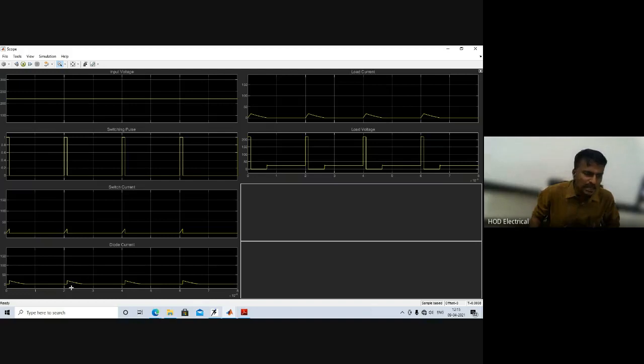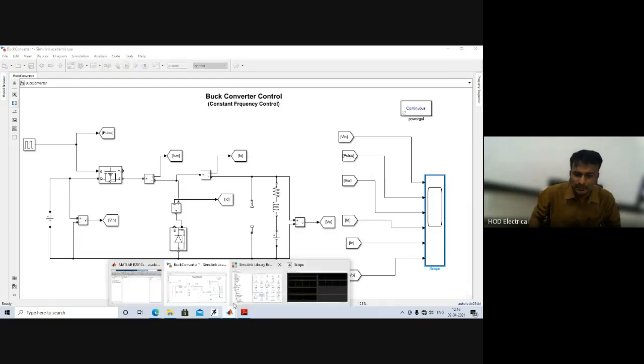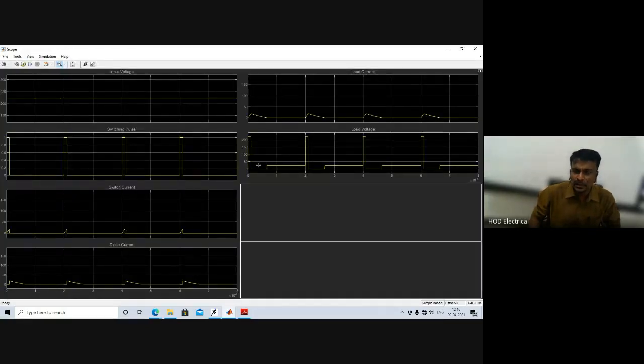Also the diode current: once the inductor stores energy, it acts as a current source and supplies the current through the diode. So the current in this diode will also be very small. Similarly, the load current reflects this. When the switch is on, current flows through this; when the switch is off, the diode freewheels through this. So we have this load current, and then the load voltage will also be very small.